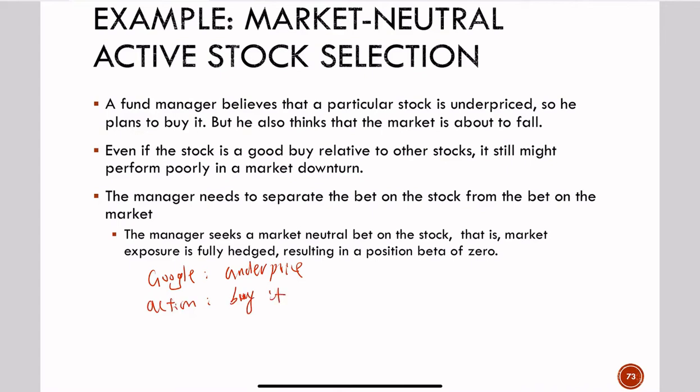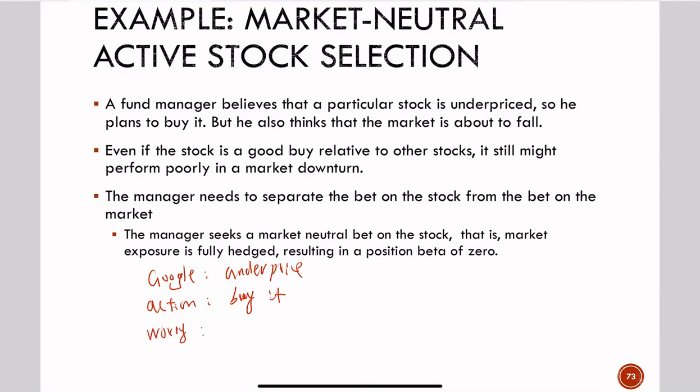But now you can see that what you're trying to bet here is Google is underpriced. So in the future, its price will catch up and you will earn a profit. So that's your investment assumption, your investment thesis here. But you can see that Google is positively correlated with the market. So now you have this worry, right?